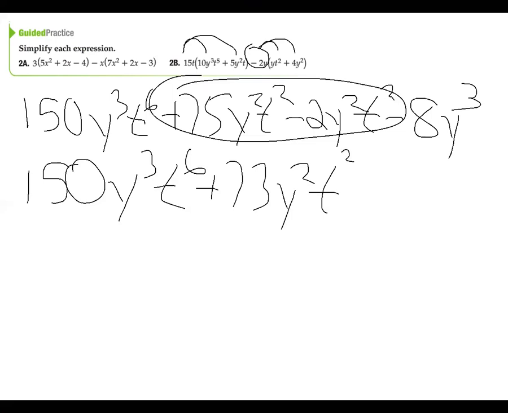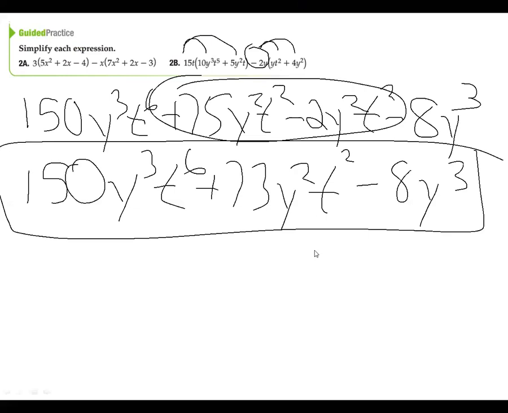Remember, when you combine like terms, you're not changing the exponents. You're just adding or subtracting the coefficients in front, because those tell you how many y squared t squared you have. And then finally, minus 8y cubed. Pretty cool stuff.